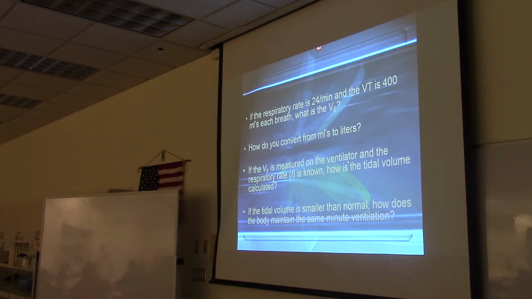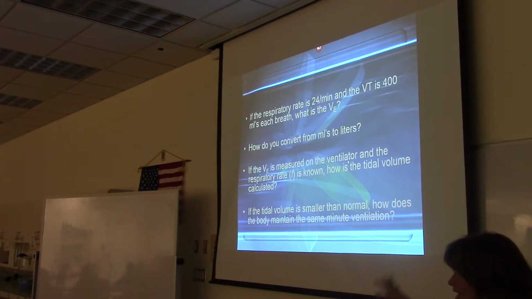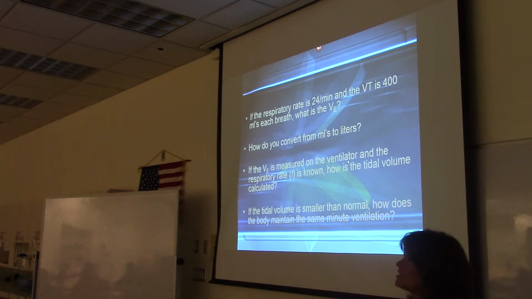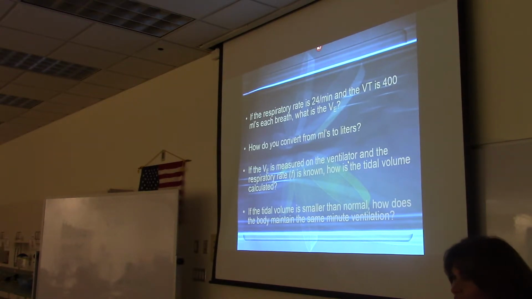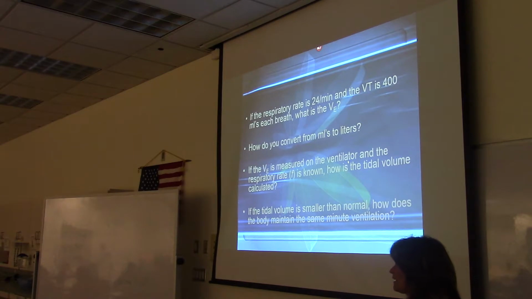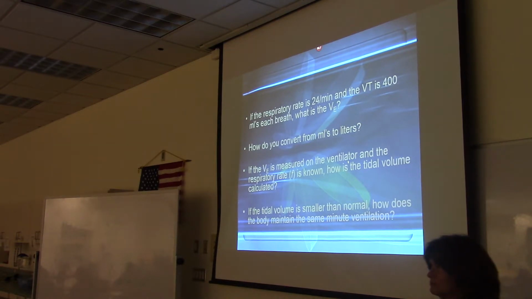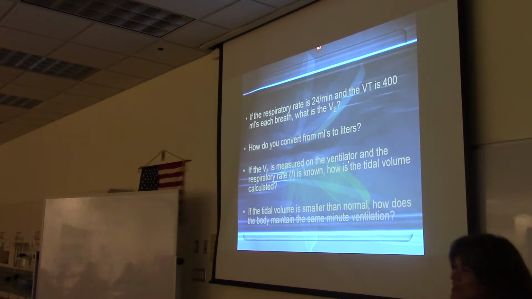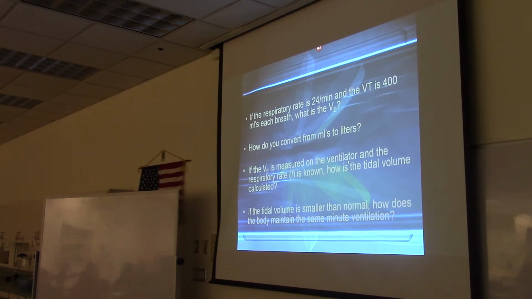Very good. With a small tidal volume, if you want to maintain the same minute volume, you just have to breathe faster. So if you have 100 ml tidal volume and you breathe 30 times a minute, you're going to hit your 30 liter minute volume. So if your tidal volumes are small, you'll notice that patients will be tachypneic and they'll breathe faster to maintain that minute ventilation.